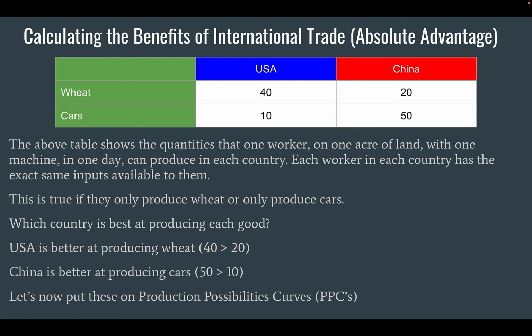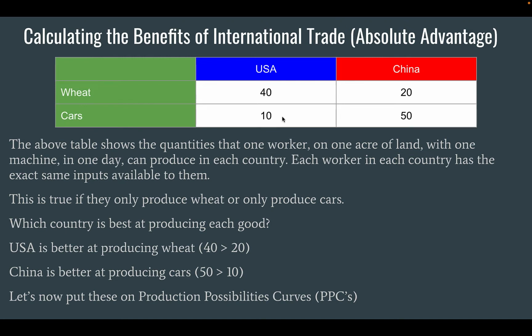Now, on the other hand, what we've established here is that workers in China are better at producing cars than workers in America. One worker with the same amount of machines, the same amount of time, the same resources, can produce 50 cars in a time period, whereas one worker in America can only produce 10. Okay, so I want you to understand that.